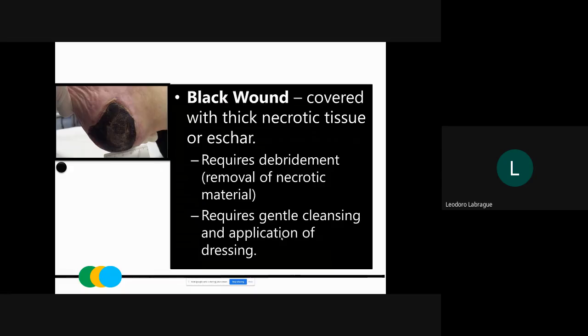And last but not least, what if the color of the wound is black? Is it possible to see a black wound in the hospital? Yes. A black wound is covered with thick necrotic tissue or eschar. Necrotic tissue means dead tissue. So, if you have noticed dead tissue or necrotic tissue, what do you think is the treatment for this kind of wound?